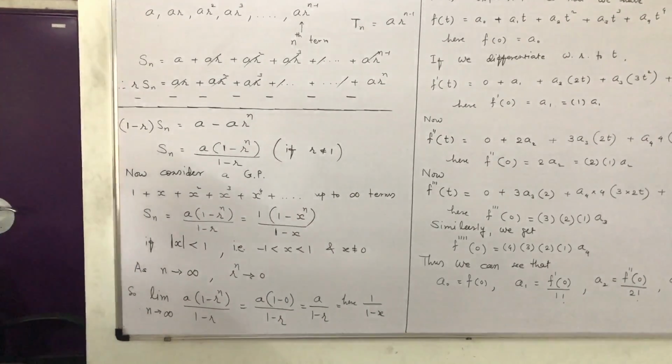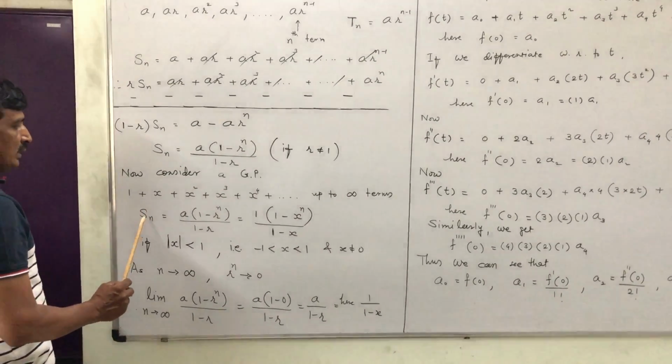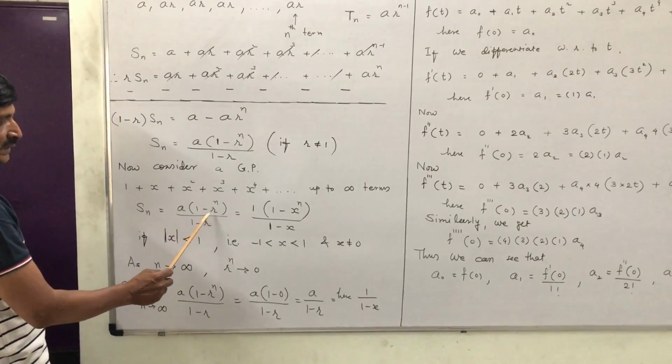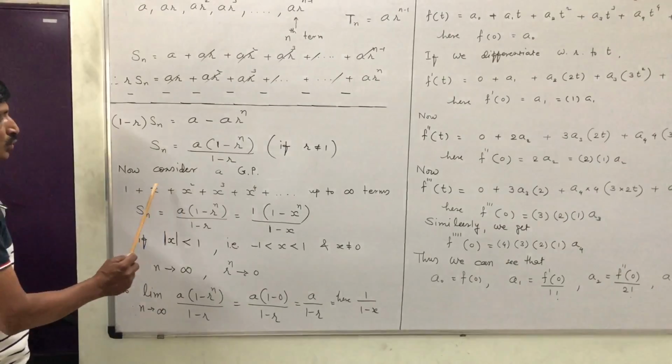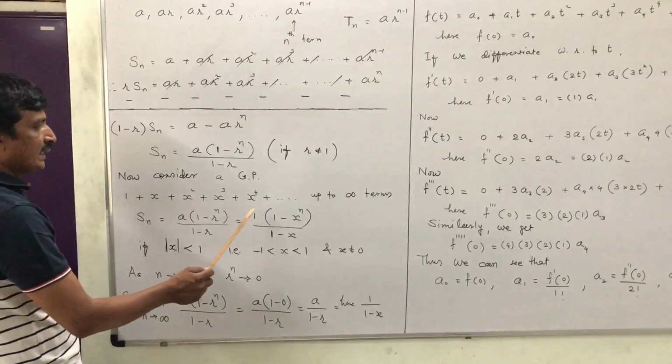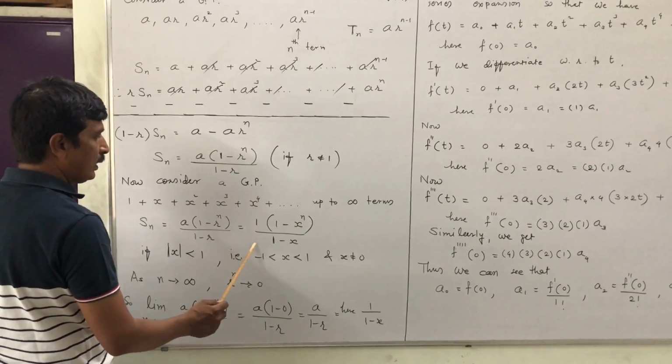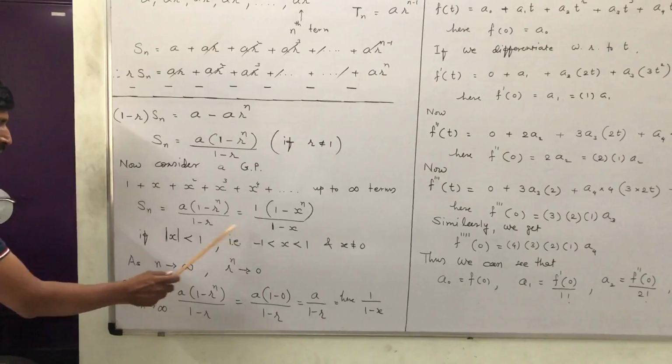Here Sn is a into 1 minus r raised to n upon 1 minus r, but the first term is 1, a is 1, constant ratio is x by 1, x square by x, etc. So Sn is 1 minus x raised to n upon 1 minus x, r is x.